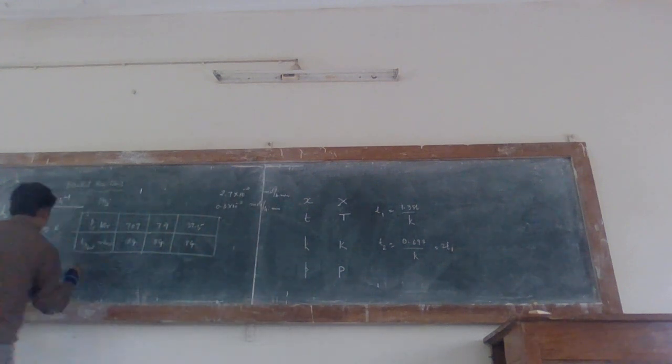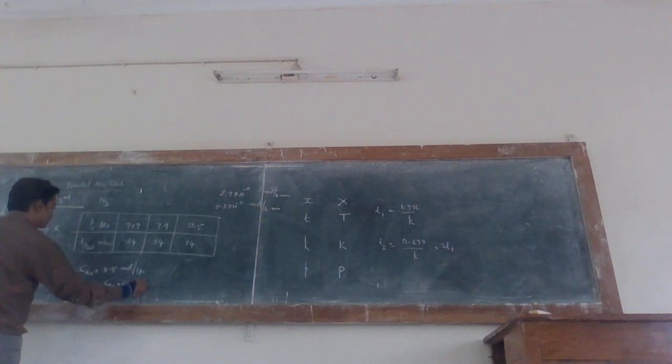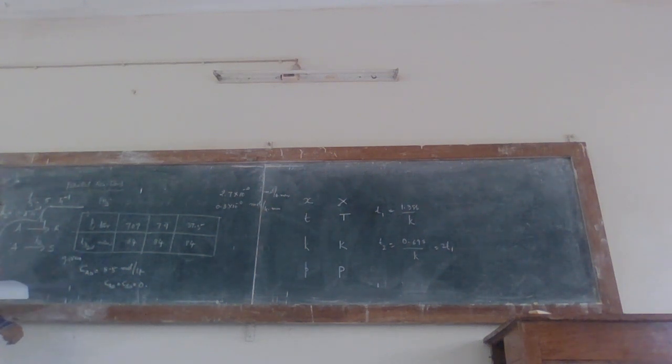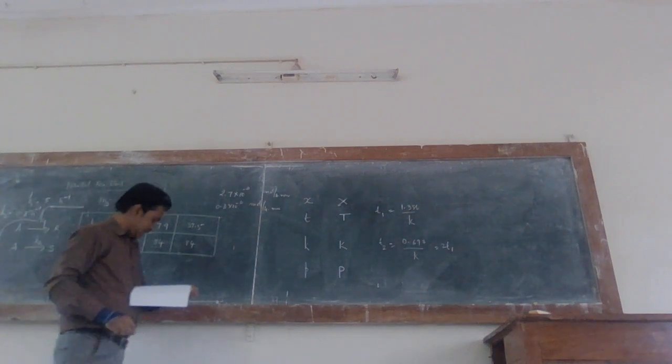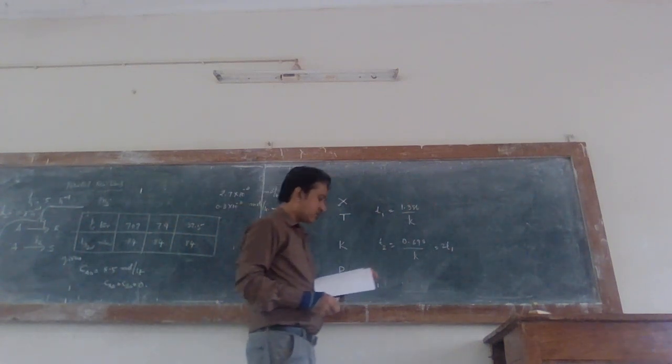Given CA0 is equal to 8.5 moles per liter, and CR0 is equal to CS0 is equal to 0.